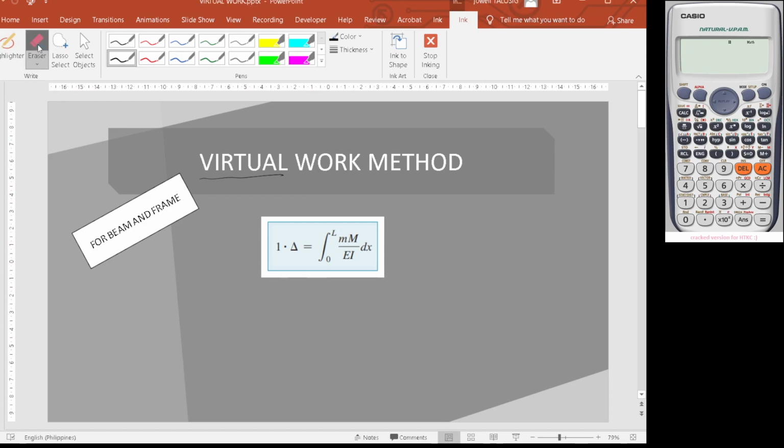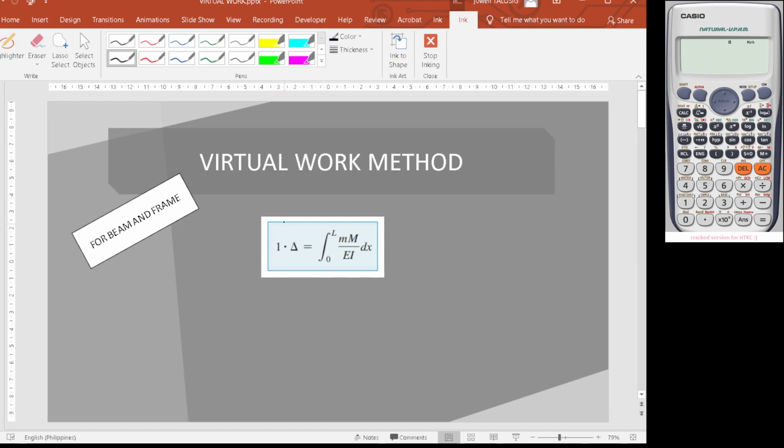Now, today I am going to discuss one of the methods in solving deflection or deformation for beams, frames, and trusses. It's called the virtual work method, or in other books it is sometimes called the unit load method. So we have two formulas here. First, I'm going to discuss the formula for beam and frame.